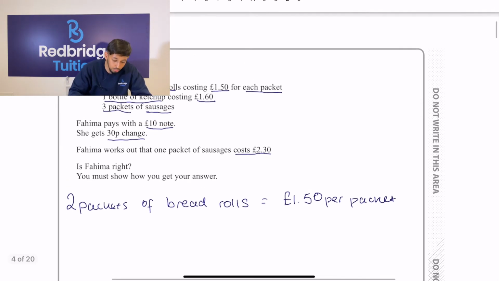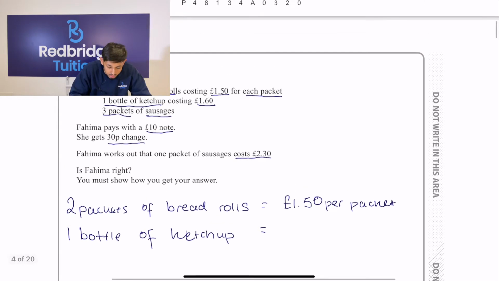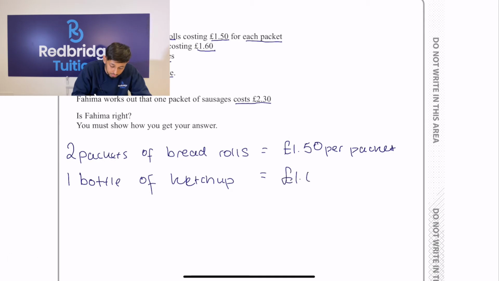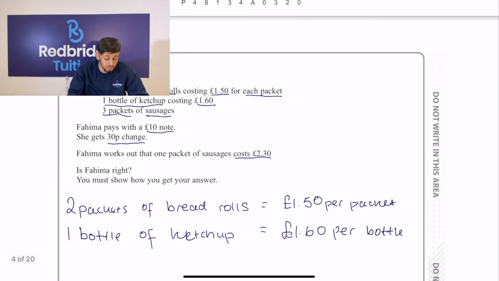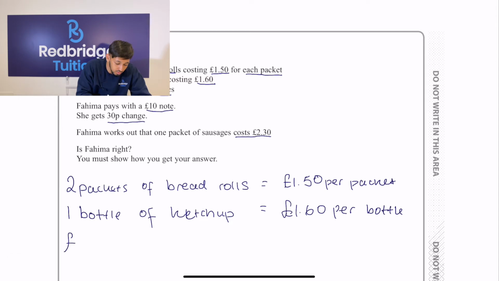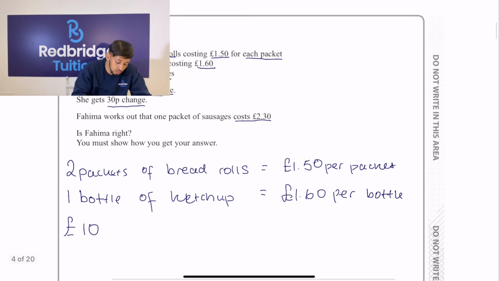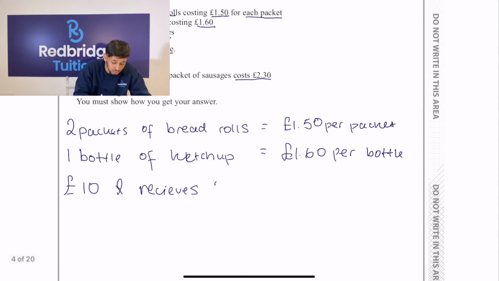Next, we've got 1 bottle of ketchup, which is equal to £1.60. And we need to work out 3 packets of sausages, so I'm not going to write that down for the minute. I will write down that she pays with a £10 note and receives 30p change.